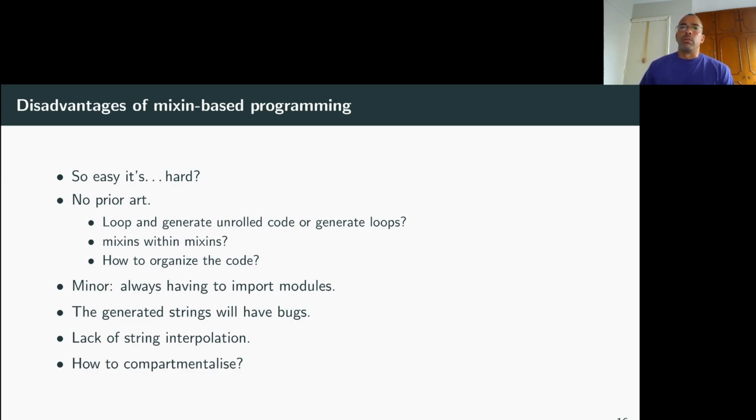For instance, do I loop in this generating code and then unroll everything, or do I insert loops into the generated code? I'm not sure yet. I went with unrolled code because it just looked easier. In terms of organizing code, I'm still not sure how to do it. So should we have mixins within mixins? Should I return a string that inside of it mixes things in? Is that going to complicate things? I'm not sure. Is it going to slow down compile time? Also not sure. So there's no guide here.